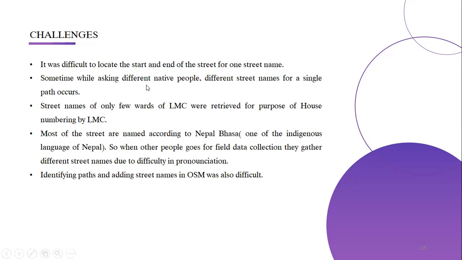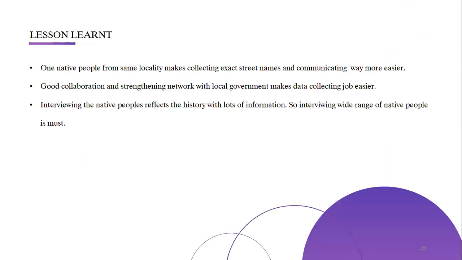And identifying paths and adding street names in the exact same place was quite challenging as well. For example, if we know the street name of one place, we collect the coordinates, and locating the exact same highway on the OpenStreetMap was also quite challenging.